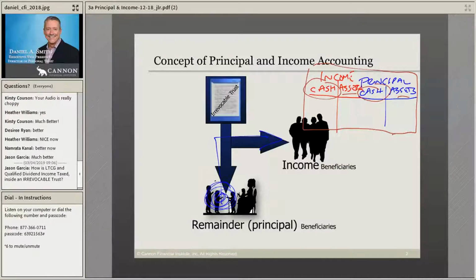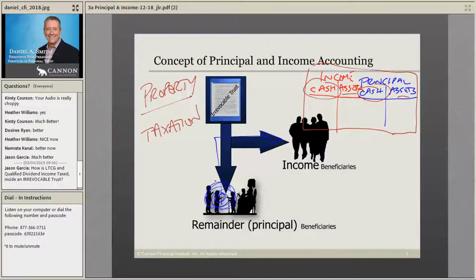So Jason's asking a question, how is long-term capital gains and qualified dividend income taxed? Well, tax is a whole different thing. Right now we're talking about property law, not income taxation, two very different things. We have to separate in our minds the idea of what is the right to property of various beneficiaries versus the taxation of that property. Two very different things. But I'll answer your question.